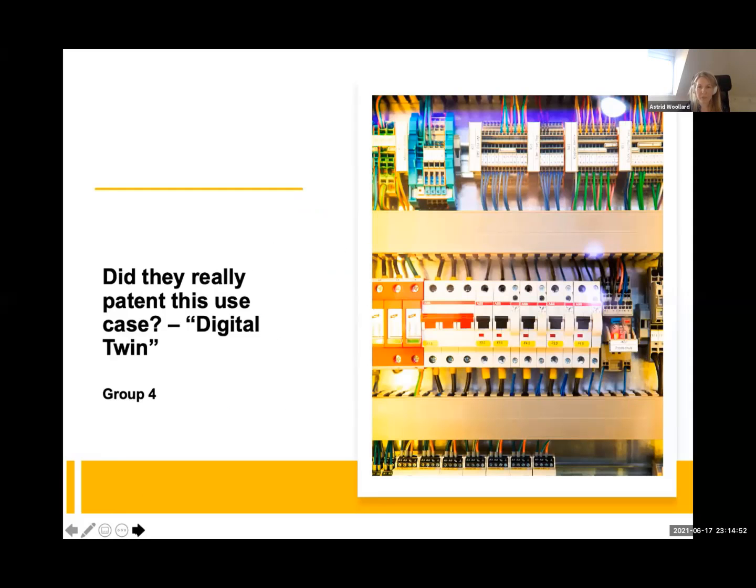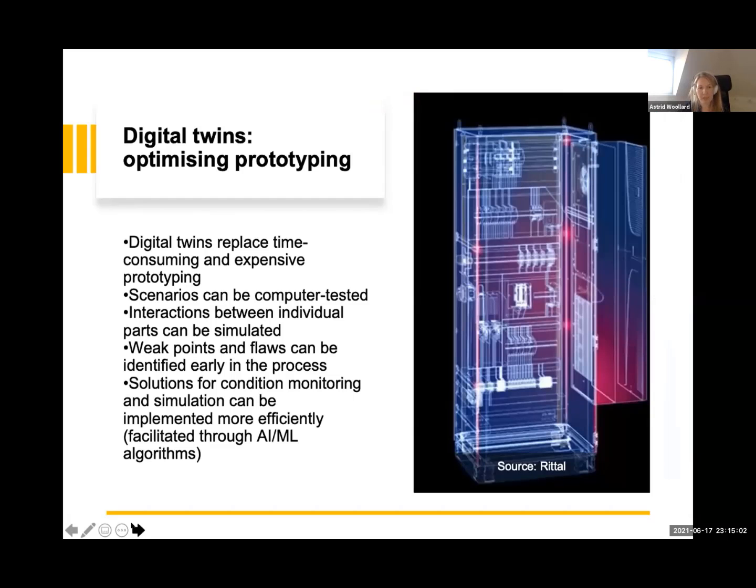So in our group, we were given the digital twin use case for the operation of the control cabinet. Very briefly again, because it was mentioned many times before: what is a digital twin? It is a digital representation of an object which replaces time-consuming, expensive prototyping, and we can test different scenarios and interaction between different parts digitally, amongst many other things.